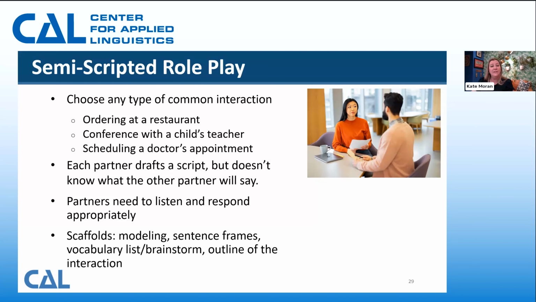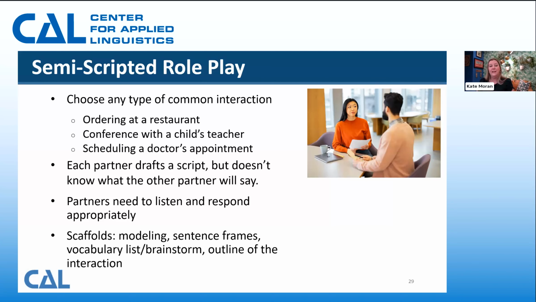We're going to talk about a semi-scripted type of role play here. And so the students will be writing for this one. To do this, you would choose any type of common interaction that occurs between 2 people. So it could be something like ordering at a restaurant, or having a conference with a child's teacher, or even scheduling a doctor's appointment. It's semi-scripted because each participant will draft their own script, each half of the interaction, but they don't know how their partner is going to respond. So they have to listen and be ready to respond to new information.